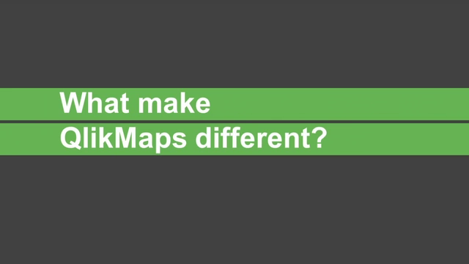So what makes QlikMaps different? In many ways, the two products are very similar. They have a lot of the same functionalities. There are some things that one product can do that the other cannot, so there are very few differences from a functionality standpoint.